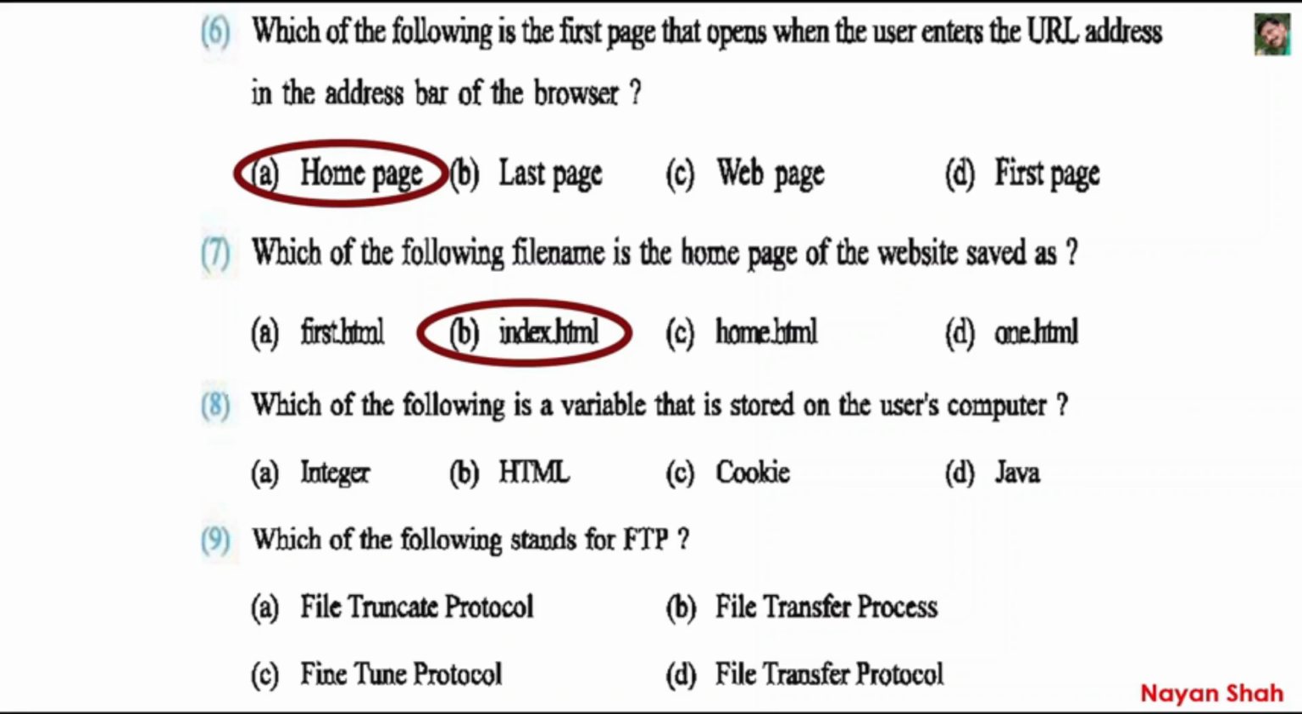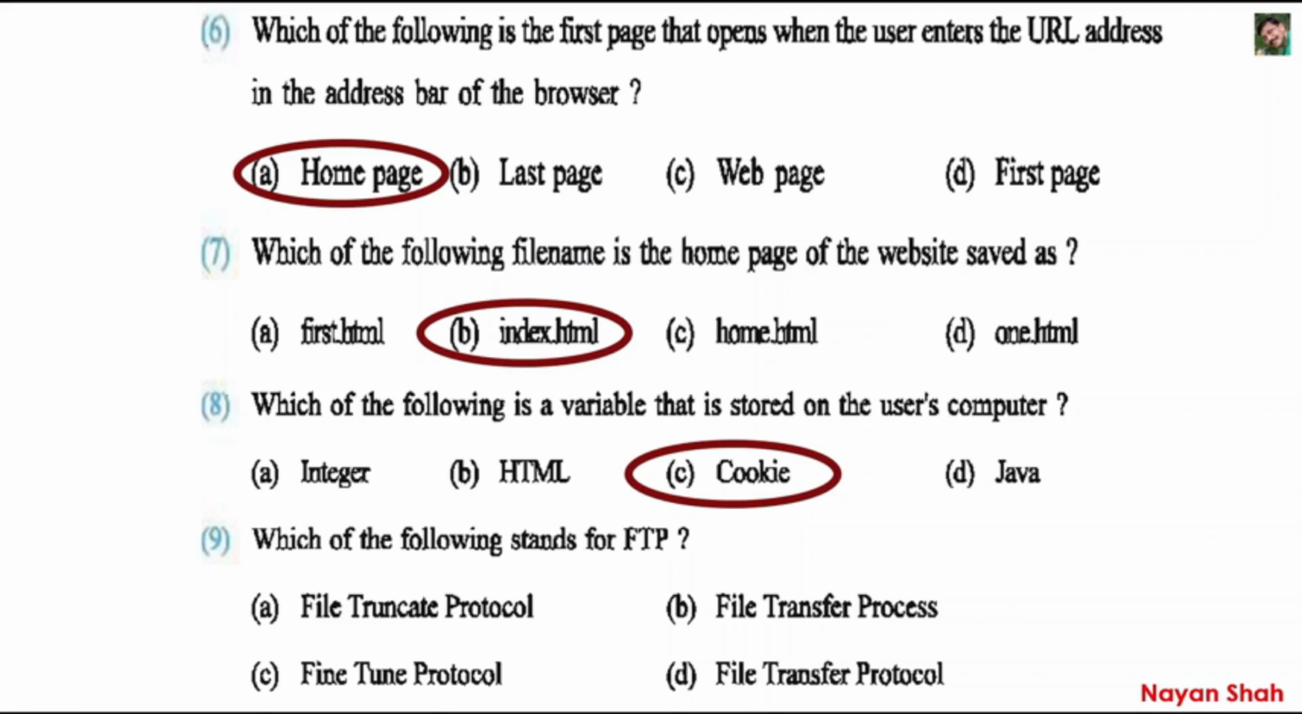Eighth MCQ. Which of the following is a variable that is stored on the user's computer? A variable that is stored in the user's computer and which remembers some information. So it is obviously cookie. You must be aware that when you visit different websites, that website tells you that this site uses cookies. You want to see the terms and conditions, or you agree, or it is okay.